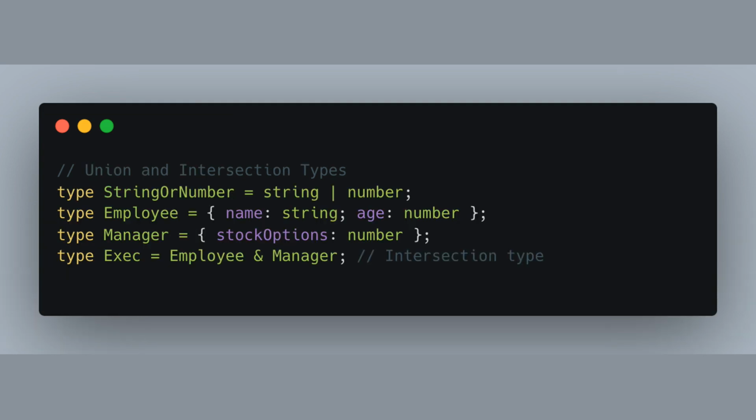Union and intersection types in TypeScript allow us to create complex type definitions. Union types, using the pipe symbol, let a variable be one of several types. Intersection types, with the ampersand symbol, combine multiple types into one. These powerful constructs enable more flexible and reusable type definitions.